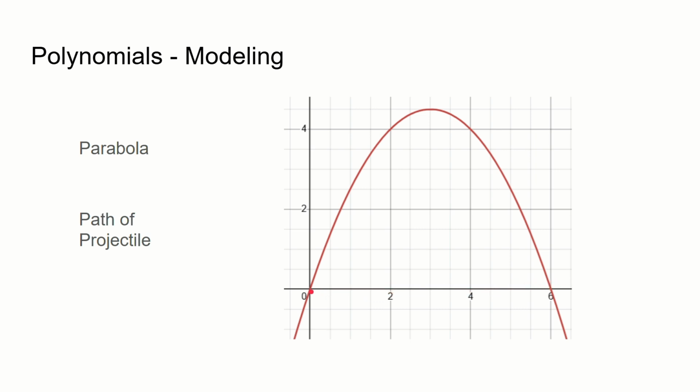So let's say it takes something 6 seconds to land after I throw it. At what time is it the highest? And we would know it's 3. But you could say, I throw something and it lands 6 feet away from me. At what distance from me is it the highest? The same answer would be 3 feet.